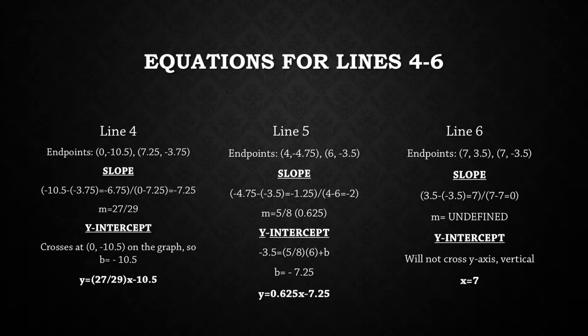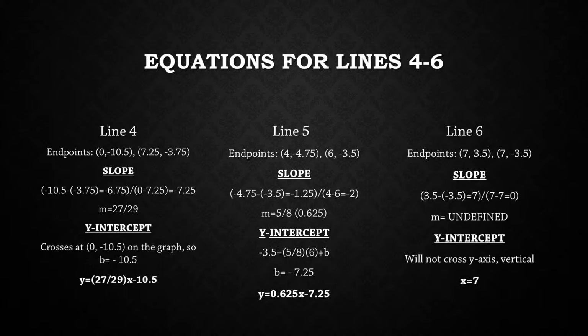The y-intercept crosses at 0, negative 10.5 on the graph, just like line 3. So b is still negative 10.5. So when we plug those back into the equation, it's just positive 27/29x minus 10.5. Again, that's 27 over 29 times x minus 10.5.